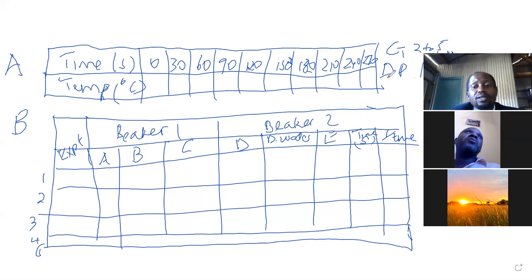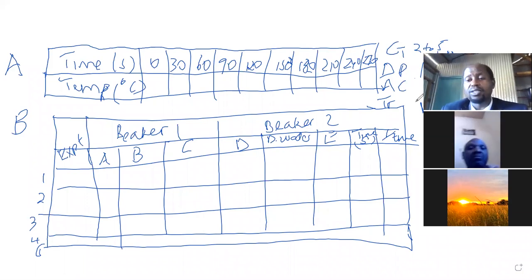The third mark is on accuracy, 1 mark. And the fourth marking point is on trend, 1 mark. So the table can range between 5 marks and 8 marks.